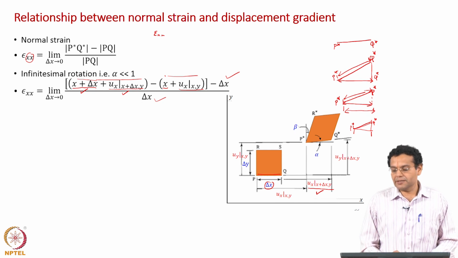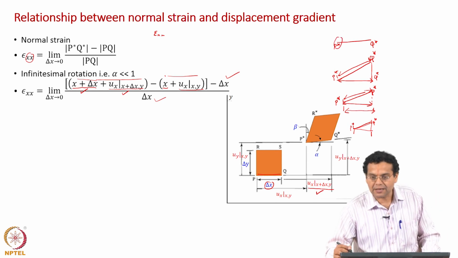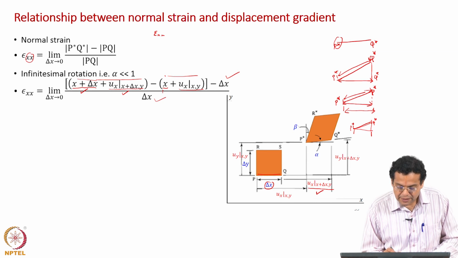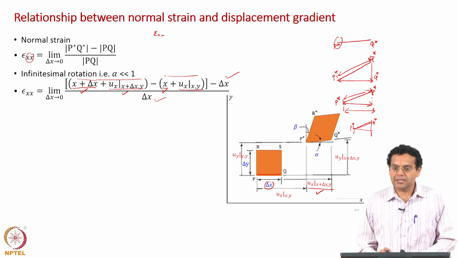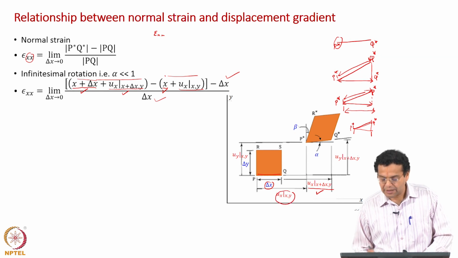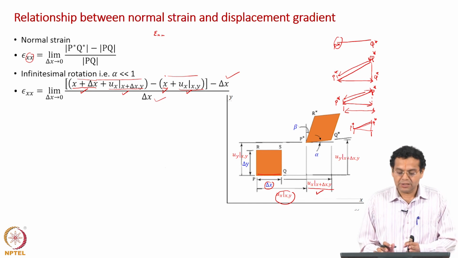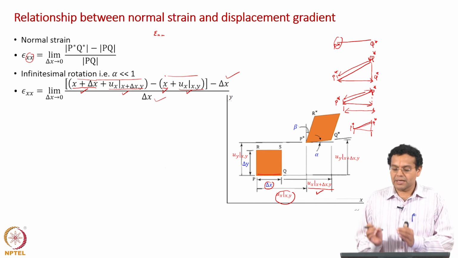Now, point P has moved from P to P star. Now, we have to find the x coordinate of P star. How do you do that? The original x coordinate plus the displacement of point P. What is the displacement? Ux evaluated at x comma y, that is this term. So, if you add these two, you will get the new x coordinate of P star.